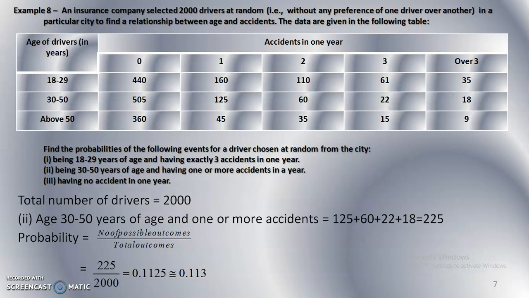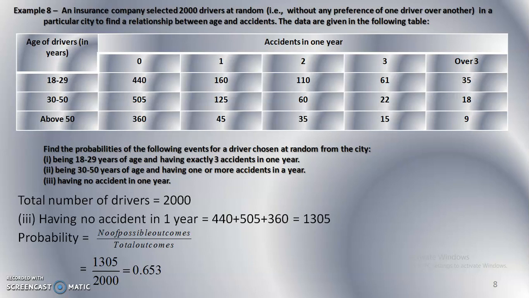It's age between 30 to 50 and 1 or more accidents. So 1 or more accidents like 125, 60, 22 and 18. So we can add them here: 125 plus 60 plus 22 plus 18 equals 225. So probability equals number of possible outcomes divided by total outcomes equals 225 divided by 2000 equals 0.1125, and the answer is 0.113. Got it?